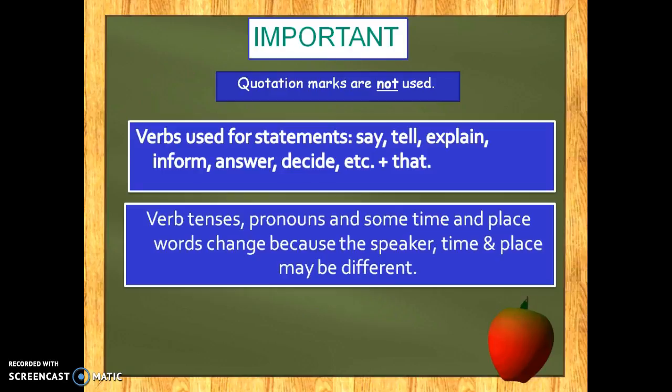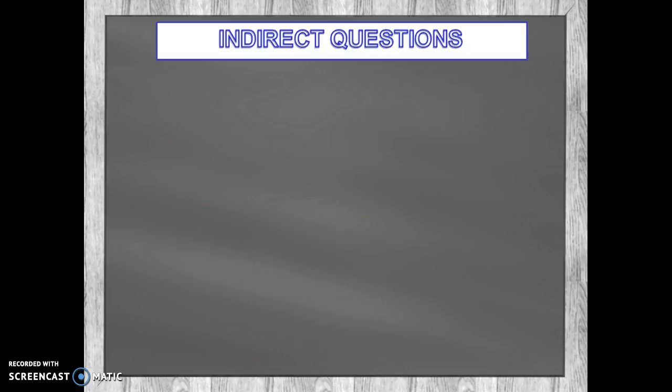And please remember that verb tenses, pronouns, and some time and place expressions change because the speaker, time and place may be different. The change they make is commonly known as back shift, because they go back in time.